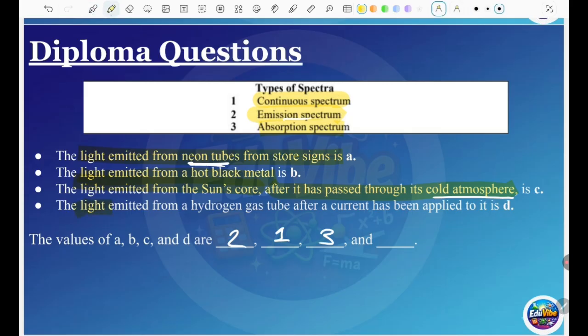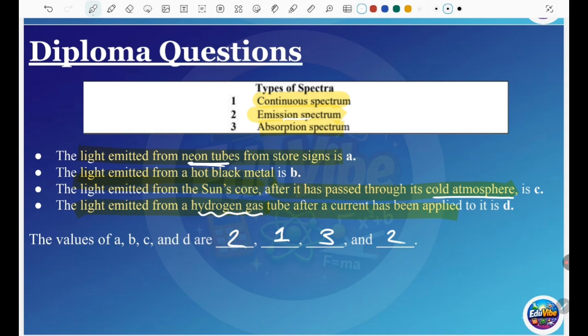And the last, the light emitted from a hydrogen gas tube after the current has been applied to it. They mention the keyword hydrogen gas, which means emission again, with the tubes and electricity. So it will go to 2 again. So 2132 is your answer for it.